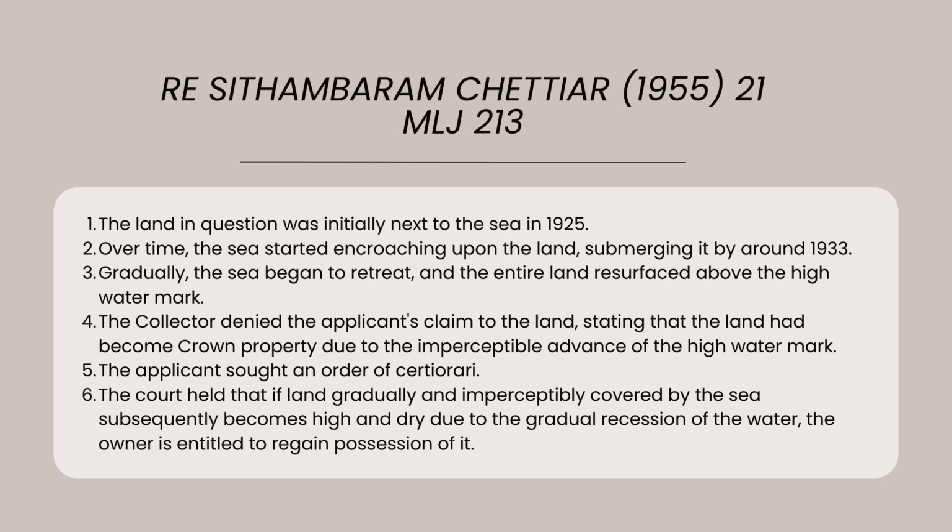So next slide shows the case of Rising Tambaram Chetia, where the land in question was initially next to the sea in 1935. The sea started approaching and submerging the land around 1933, but gradually the sea began to retreat. The applicants claimed the land to be property of the Crown, but the collector denied it and sought an order of certiorari, which is to resurvey the land, and the court held that if the land gradually and imperceptibly covered by the sea subsequently becomes high and dry due to the gradual recession of the water, then only the owner is entitled to regain possession of it again.